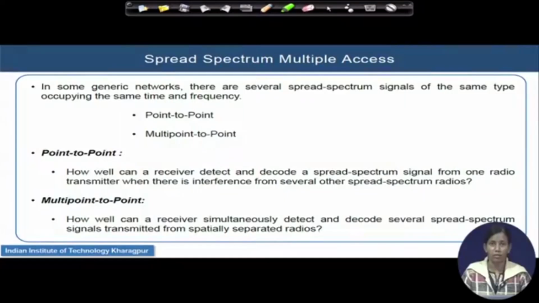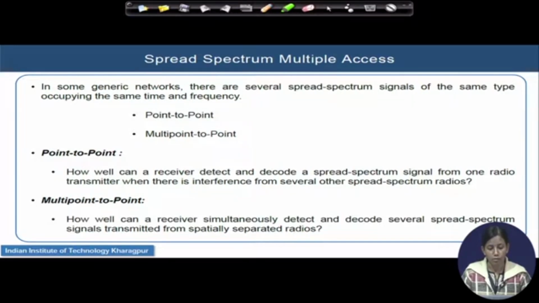When point to point communication goes on, it may be a single user directly communicating to another user, or it may happen that one base station is communicating with another base station directly. Whatever it is, we sometimes call it station to station communication also.